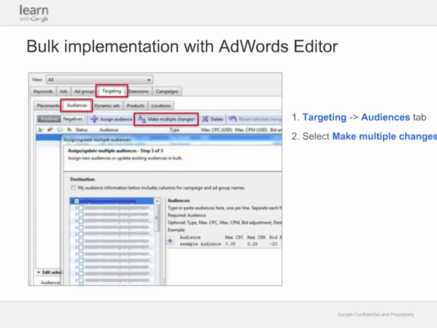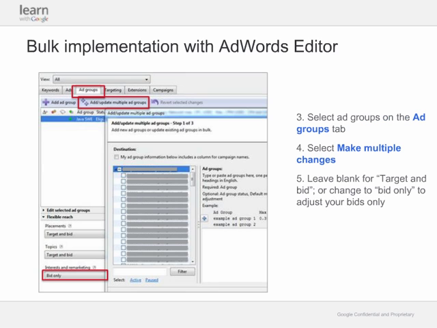AdWords Editor allows bulk implementation of RLSA, simply by copying and pasting. You can actually do this all in one step, but it's easiest to understand in two parts. One is the Audiences tab, which is used to add the audience and set a bid adjustment. The other is the Ad Groups tab, in which you indicate whether you want the target and bid or bid only settings applied to that ad group, as that is an ad group level setting.